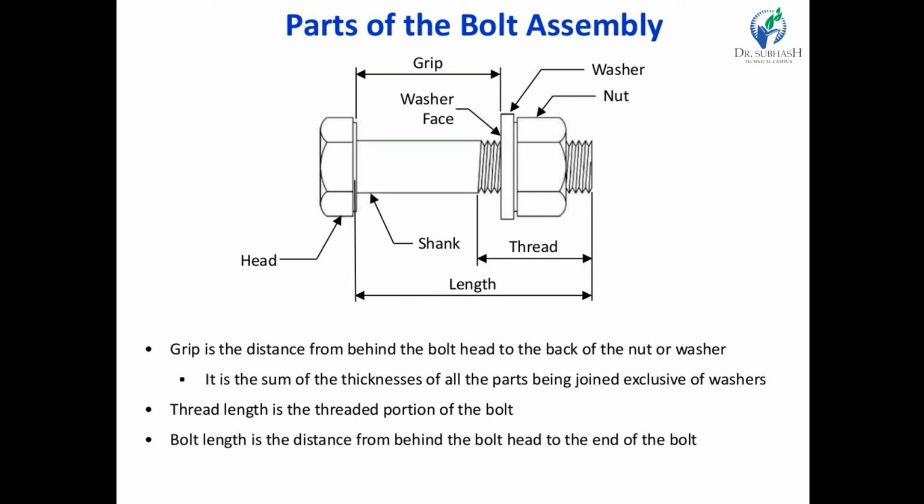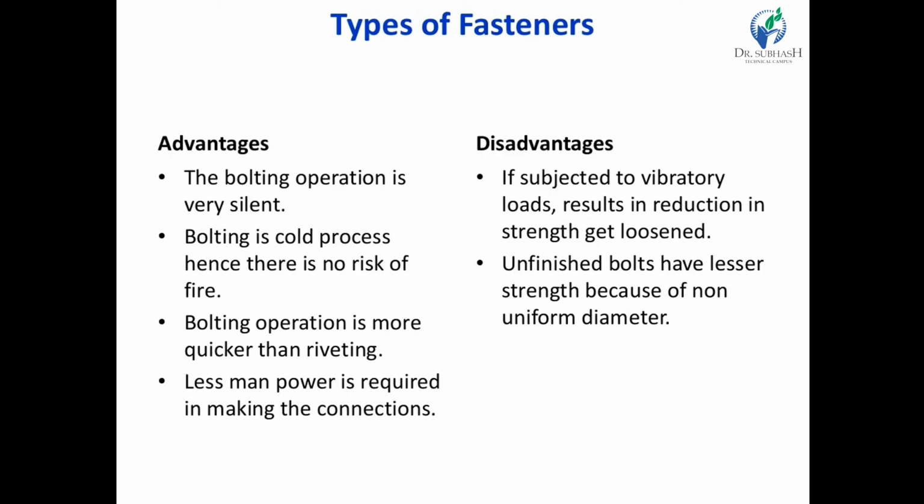Grip is the distance from behind the bolt head to the back of the nut or washer. It is the sum of the thicknesses of all the parts being joined, exclusive of the washer. Thread length is the threaded portion of the bolt, and bolt length is the distance from behind the bolt head to the end of the bolt. So there are two lengths you have to mention: the threaded length and the overall length of the bolt. Now, what are the advantages and disadvantages of bolting?